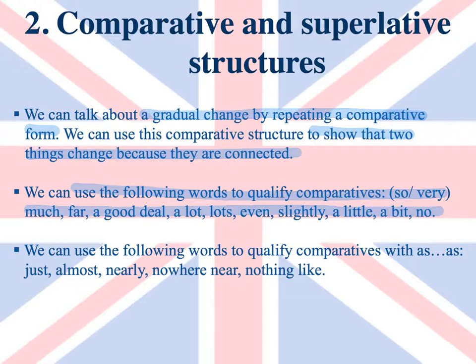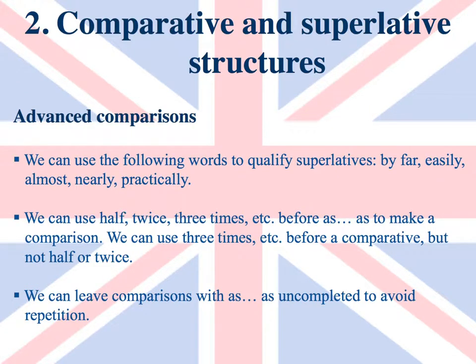We can use the following words to qualify comparatives with as: just, almost, nearly, nowhere near, nothing like. In comparative and superlative structures, we also have advanced comparisons. We can use the following words to qualify superlatives: by far, easily, almost, nearly, or practically. For example, she's by far the most interesting person I know.